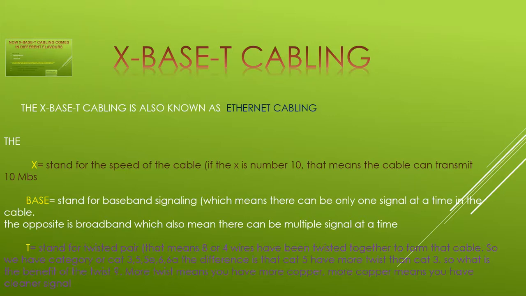So we have category 5, category 6, category 6A. The difference is that Cat 5 has more twists than Cat 3. So what is the benefit of the twist? More twists means you have more copper, and more copper means you have a cleaner signal.